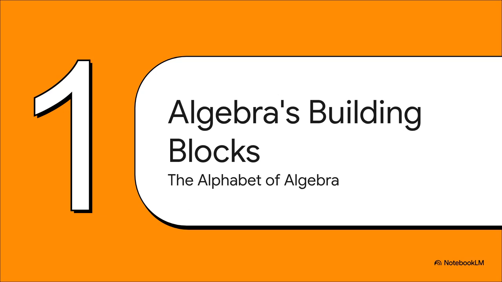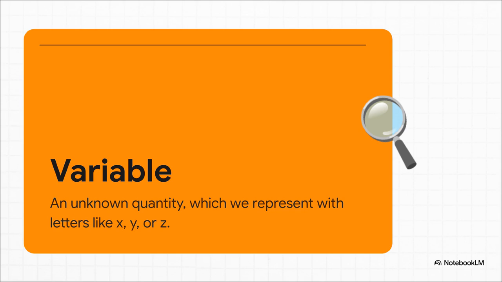Think of this as learning the ABCs of our new language. Once you get these down, everything else just starts to fall into place. The very first letter in our algebraic alphabet is the variable. You've seen them everywhere: X, Y, Z. Think of a variable as a placeholder, like a little mystery box that's holding a number for us, but we just don't know what that number is yet. Its whole job is to stand in for a value that can change.